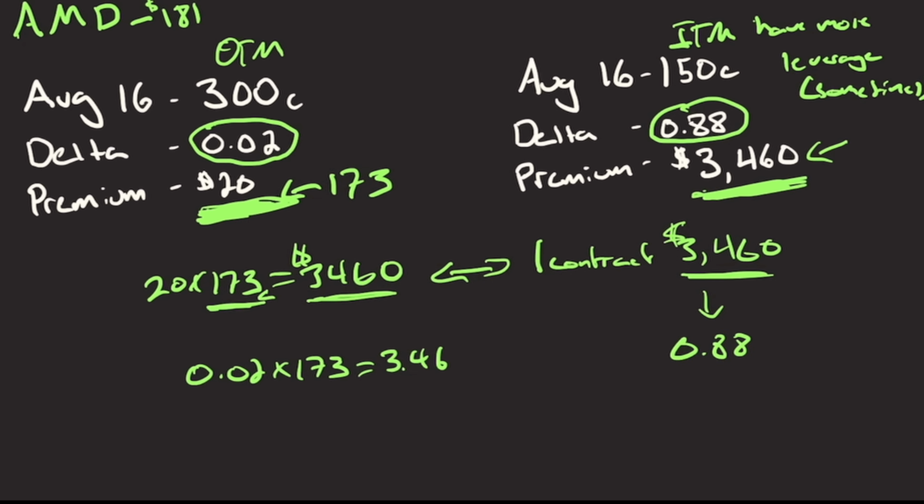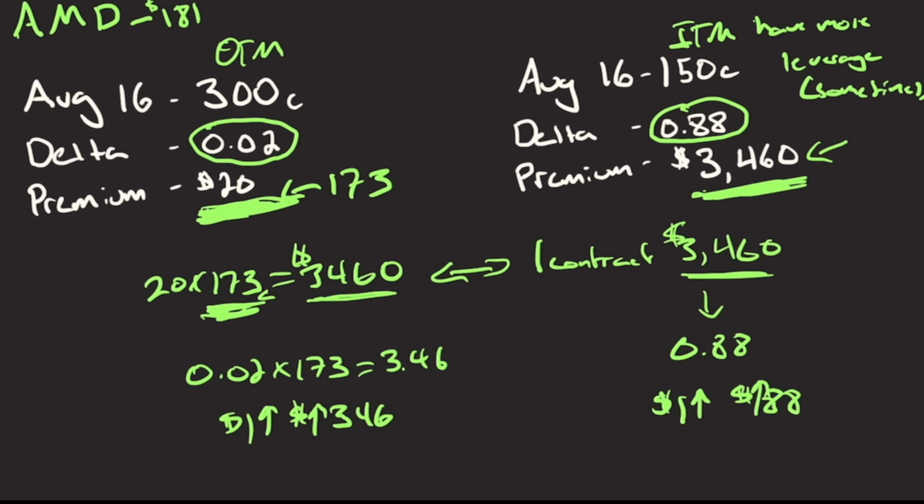So this means on the left-hand side, for the out of the money option, where we bought 173 contracts, every time the stock price goes up by $1, this is going to go up by $346. Over here, if it goes up by $1, you're going to make $88.